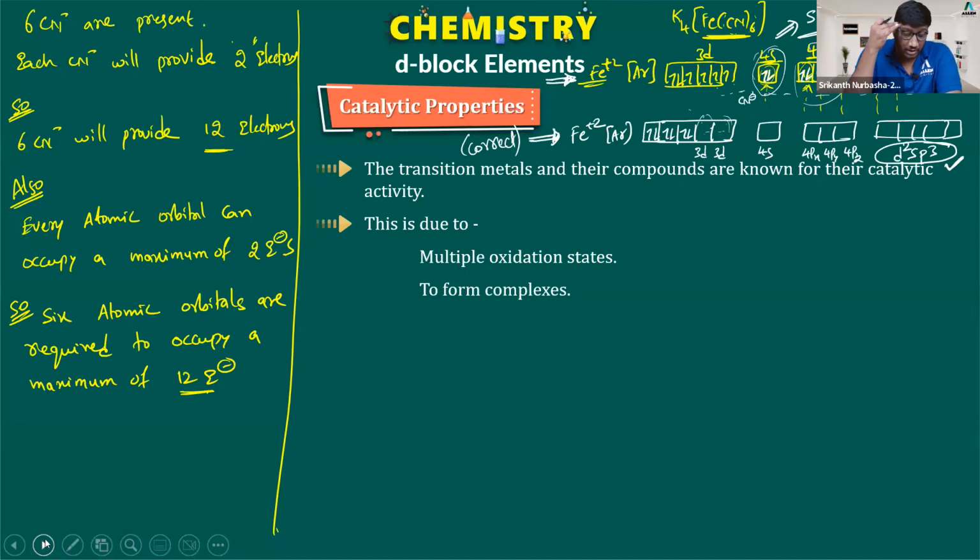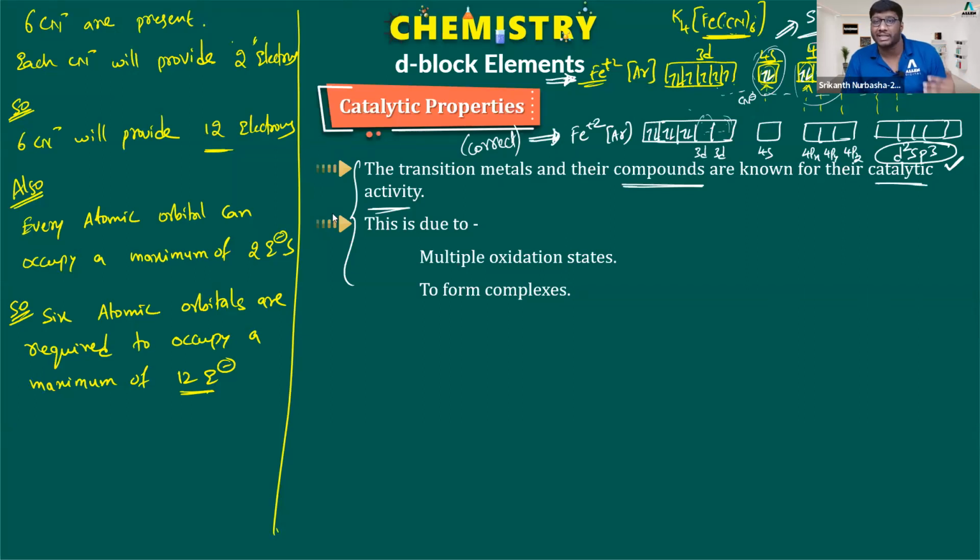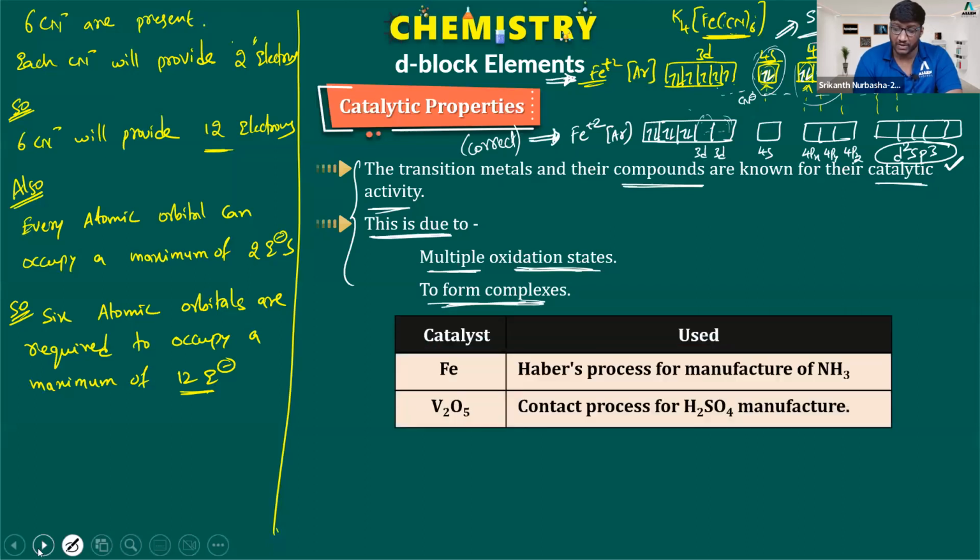So similar to that, up to now we have discussed why d block elements form complexes, and if a complex is formed, what type of complex it is, what is the hybridization. The next property of d block elements is catalytic properties. Write down this. The transition metals and their compounds are known for their catalytic activity. That means they have a tendency to act as a catalyst. Why? This is because they can exist in multiple oxidation states and they can form complexes.